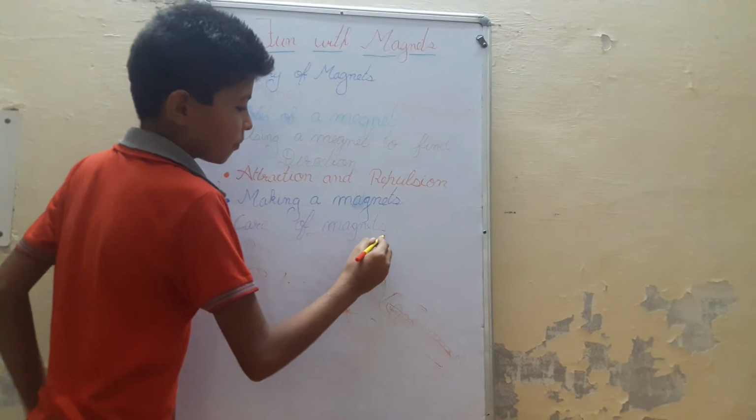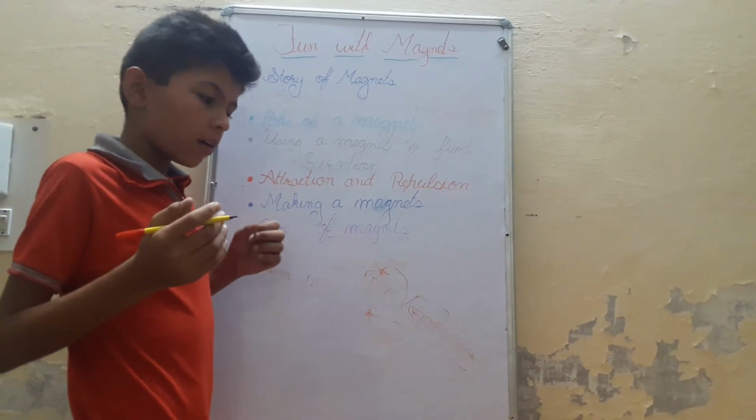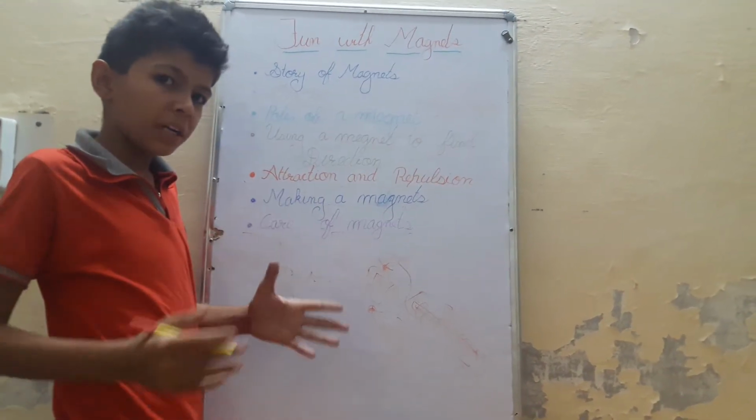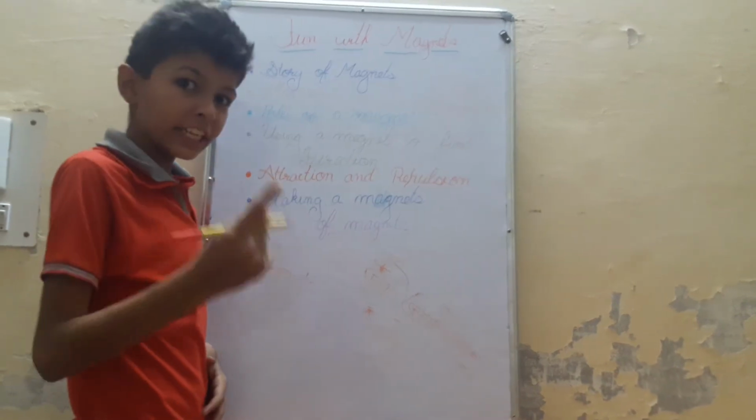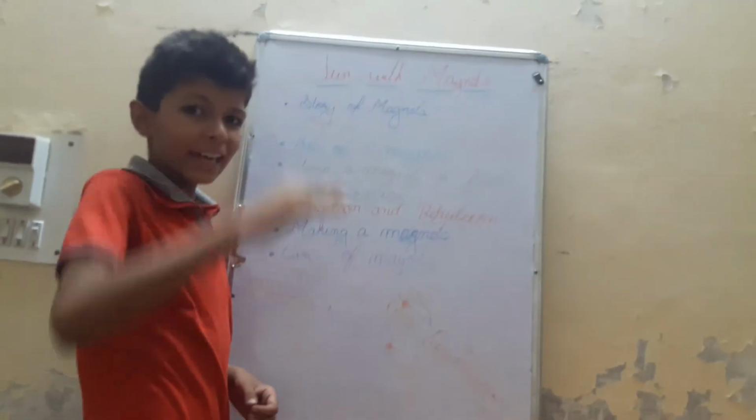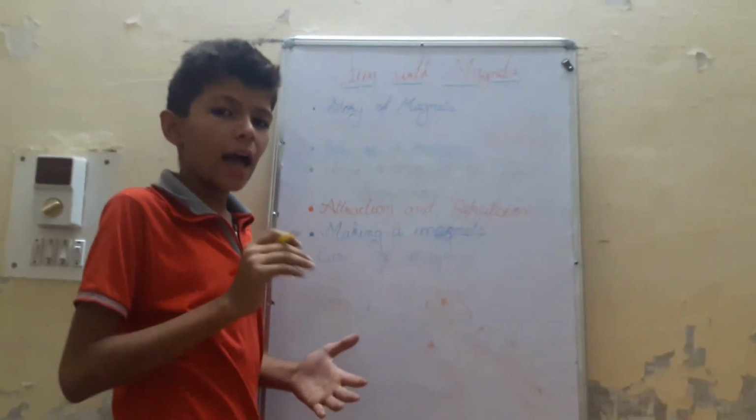Care of a magnet. A magnet can lose its properties when it is heated, thrown from a height, or beaten with a hammer.